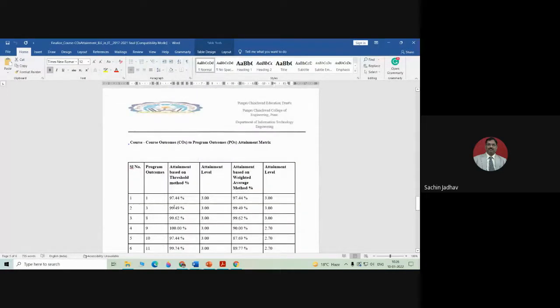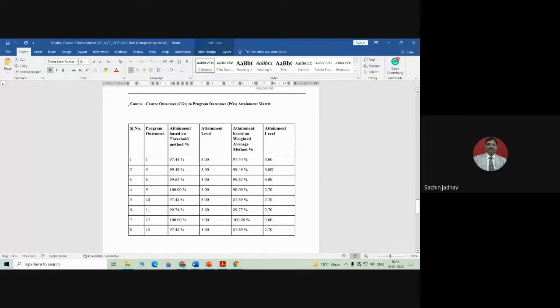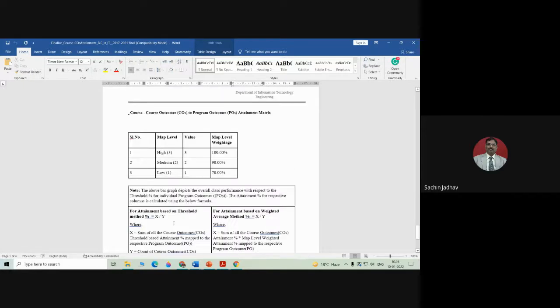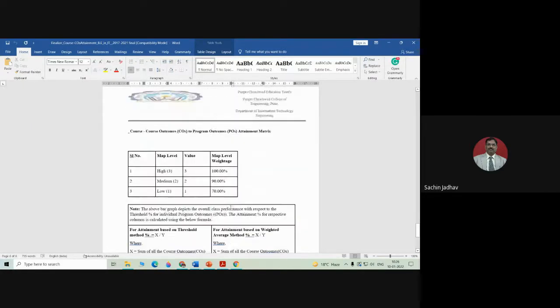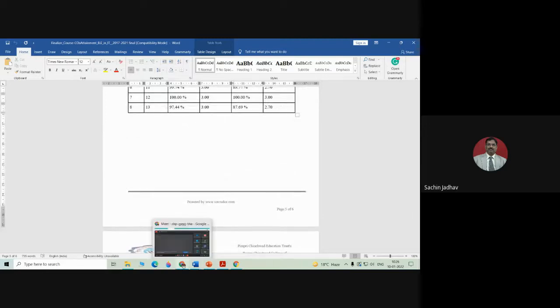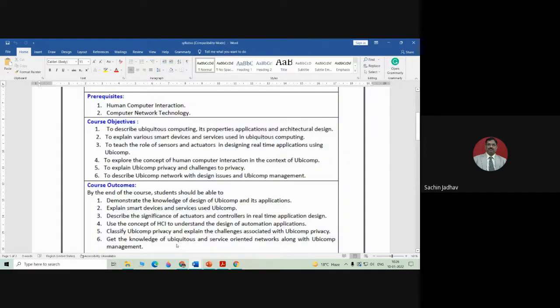Okay, so these are the attainments in the previous year. So 90% plus achievement is there, and based on the attainment level of more than 60%, the attainment level is 3. So wherever we are achieving 3, that means the attainment level is highest, achieved by the students. You can see that map level weightage is given here and how exactly we are calculating. This is for your reference, to show what course outcomes we have assigned and what different kinds of mappings take place.